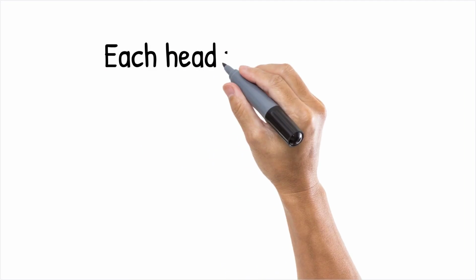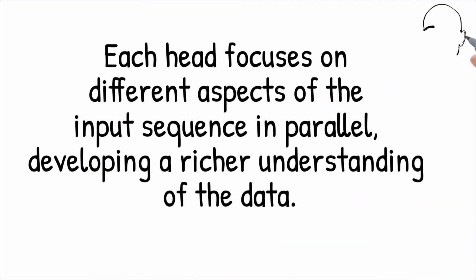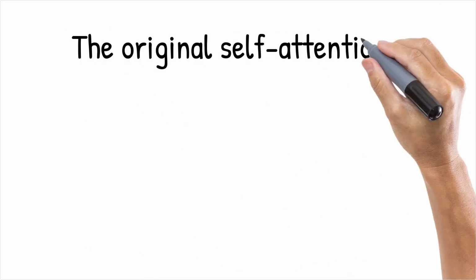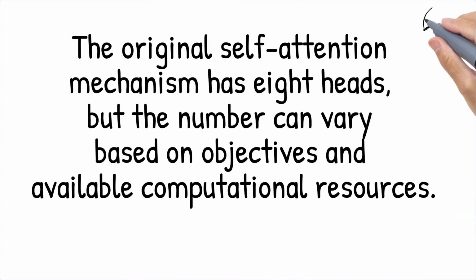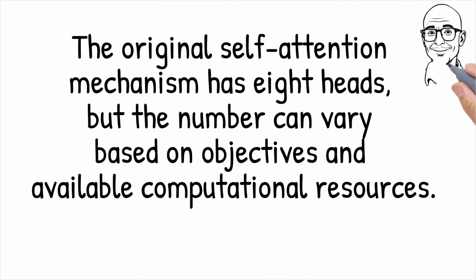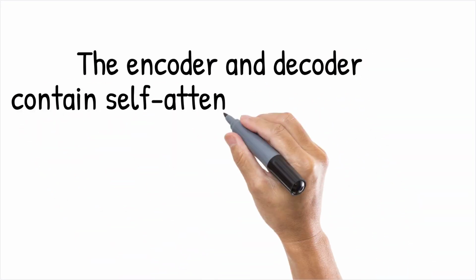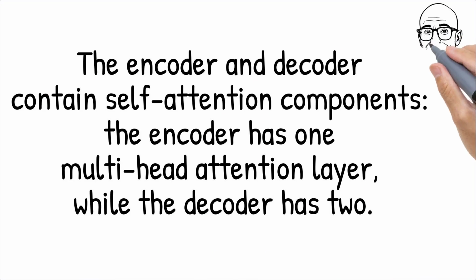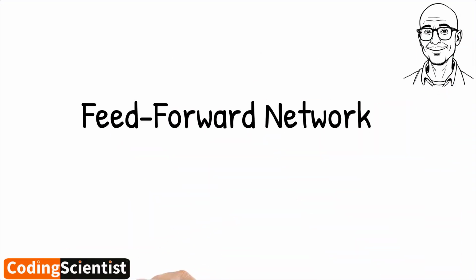At each self-attention layer, the input is projected across several smaller dimensional spaces known as heads, referred to as multi-head attention. Each head focuses on different aspects of the input sequence in parallel, developing a richer understanding of the data. The original self-attention mechanism has 8 heads, but the number can vary based on objectives and available computational resources. The encoder and decoder contain self-attention components. The encoder has 1 multi-head attention layer, while the decoder has 2.